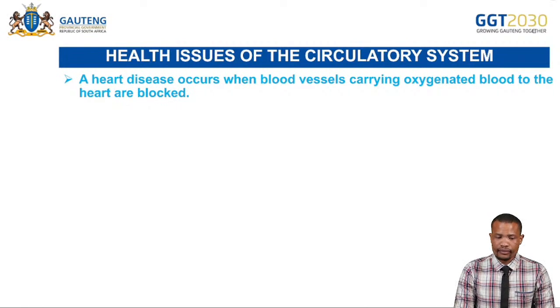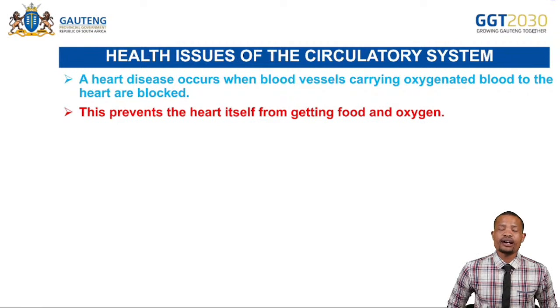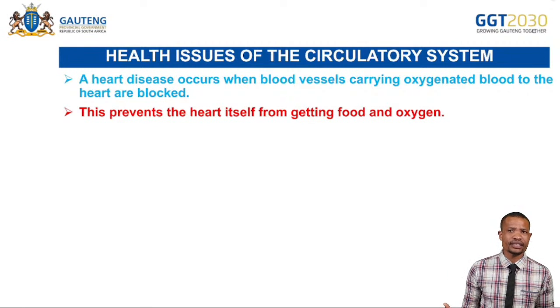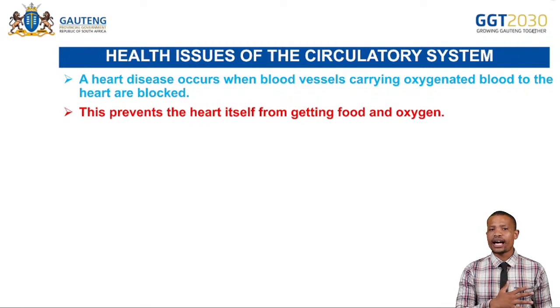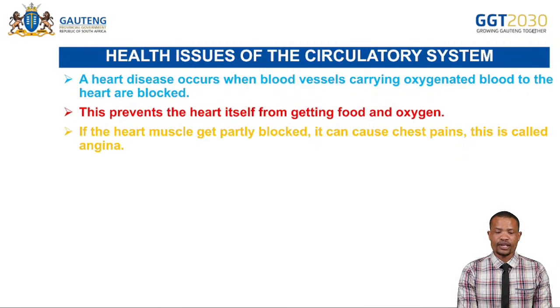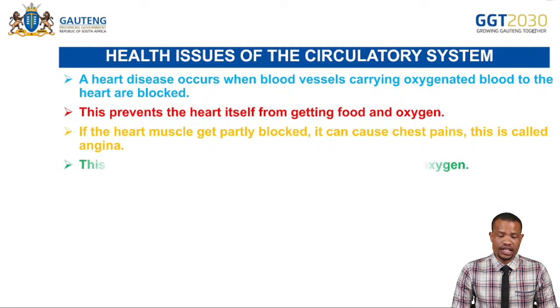Okay, so this prevents the heart itself from getting food and oxygen. Why would the heart need food and oxygen? I've already explained it. Because of what? Of cellular respiration. Okay, so if the heart muscles get partly blocked, it can cause chest pains, and this is called what? Angina, and you need medical attention for that.